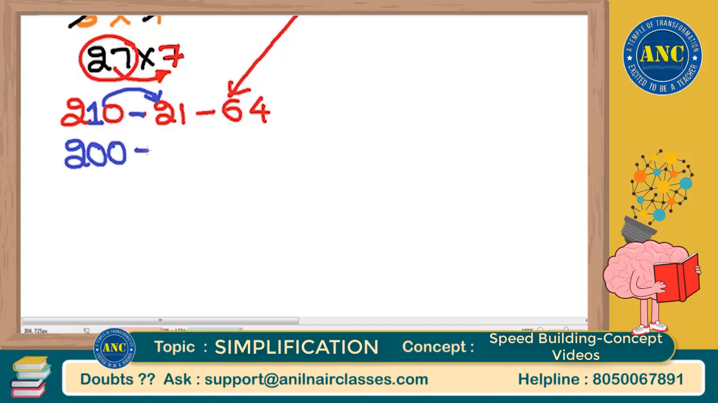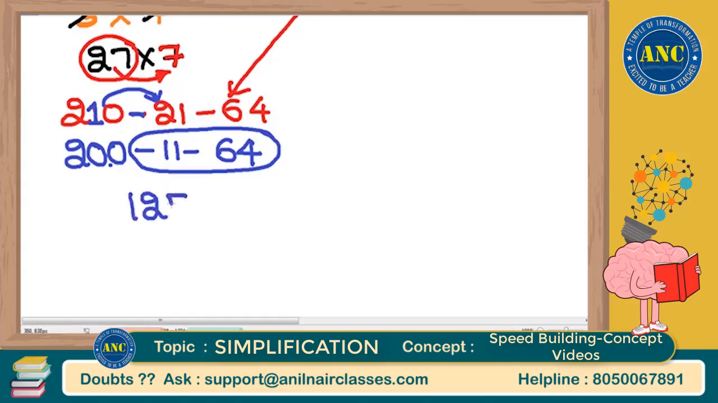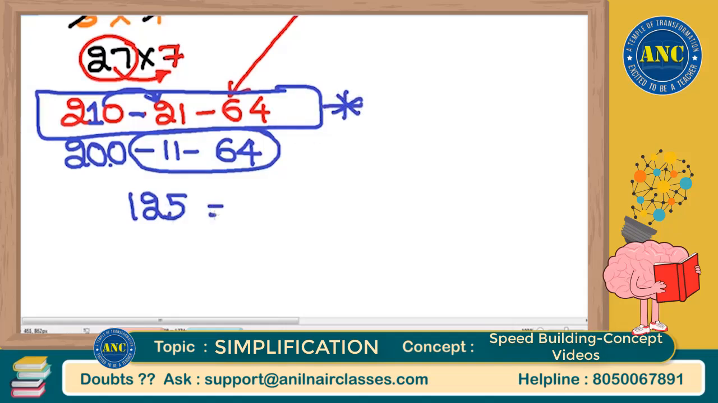10 minus 21 is minus 11, minus 64. Minus 11 minus 64 is minus 75. 200 minus 75 is much easier to simplify compared to the simplification I was marking right now, right? Compared to this simplification, I got 125. 125 is 5 power something. What is that something? It is 3. The answer for this question is 3.